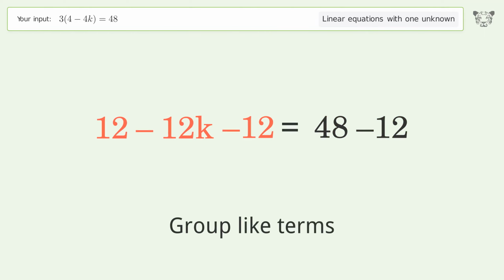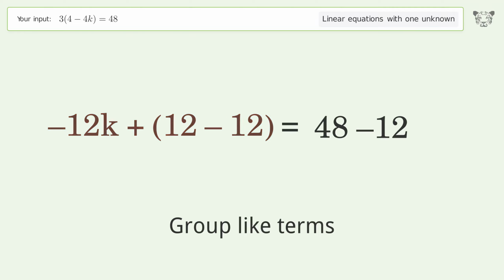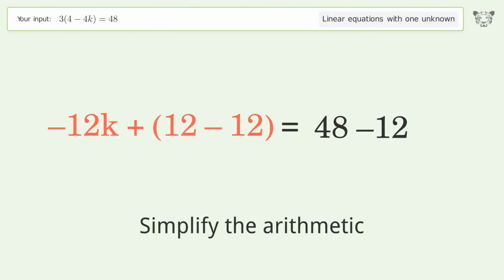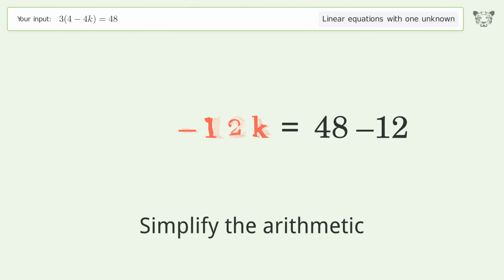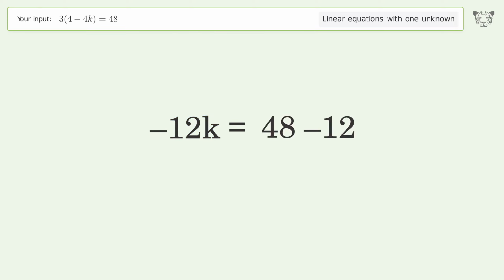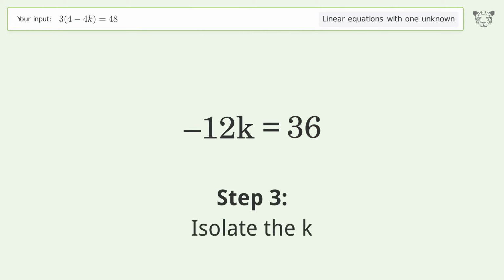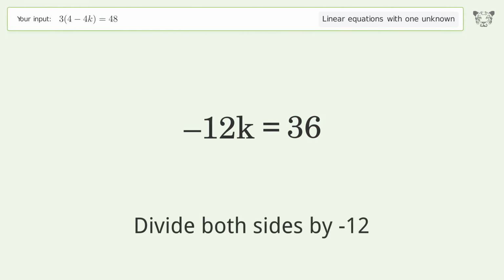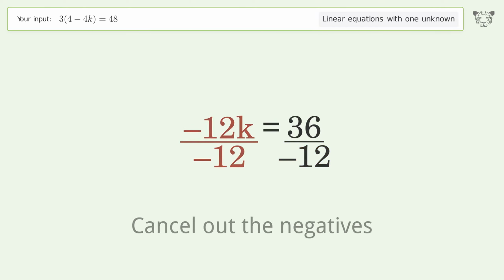Group like terms. Simplify the arithmetic. Isolate the k. Divide both sides by -12. Cancel out the negatives.